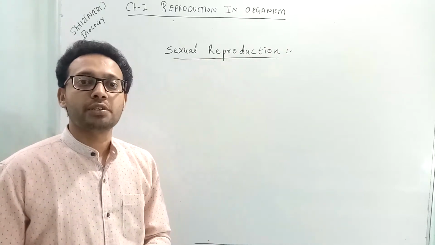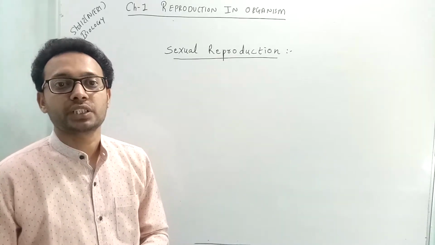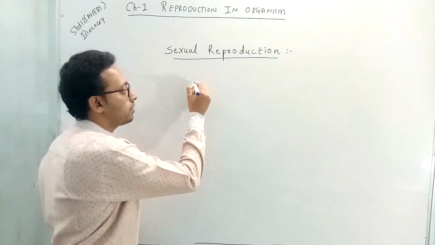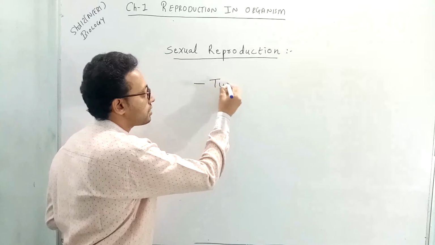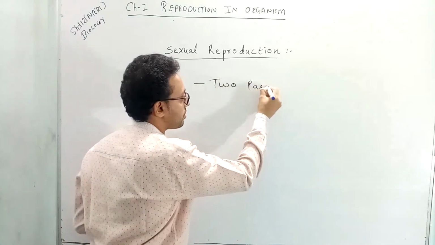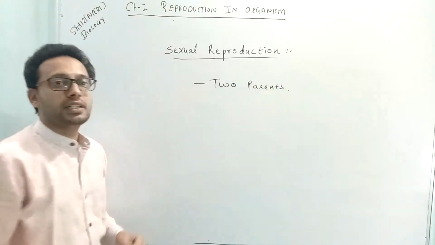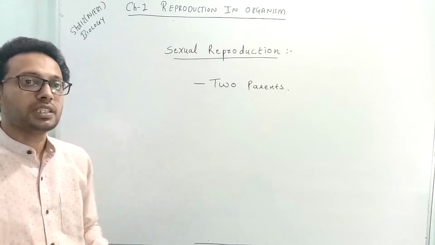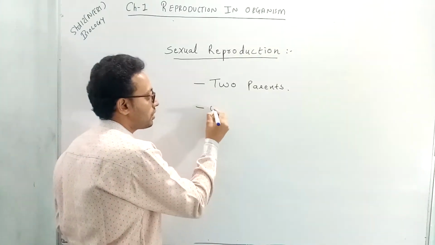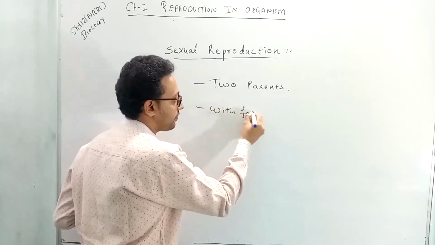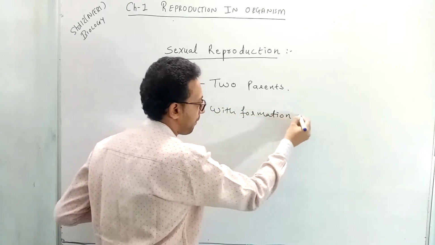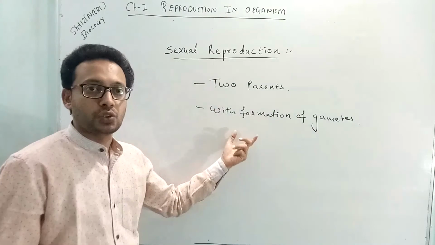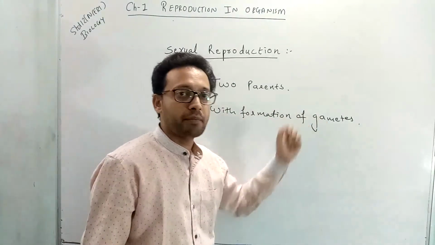As we have seen in the difference of sexual reproduction, what are the characteristics of sexual reproduction? One characteristic is that it requires the involvement of two parents. The two parents are necessary in the case of sexual reproduction. The second characteristic is that the process occurs with the formation of gametes. Clear? So the second requirement is the formation of a gamete.